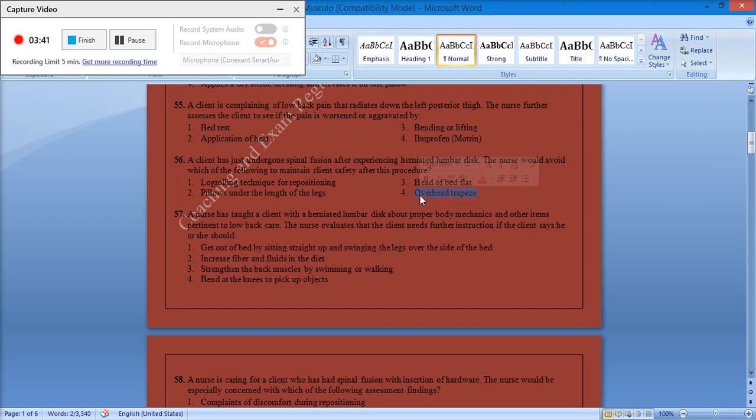The correct answer is 1. Get out of bed by sitting straight and swinging the legs over the side of the bed.